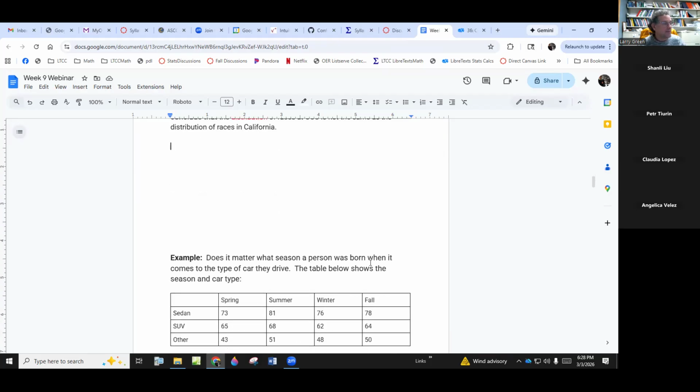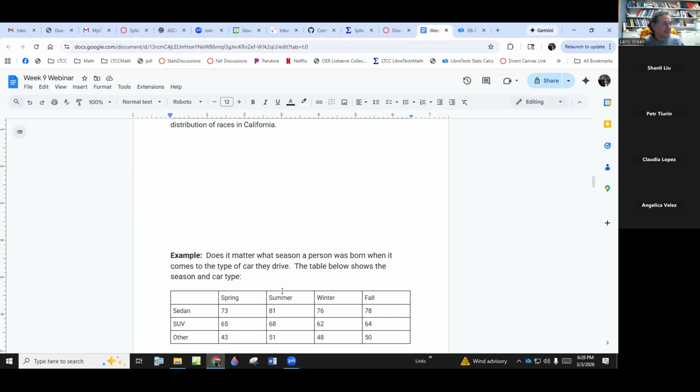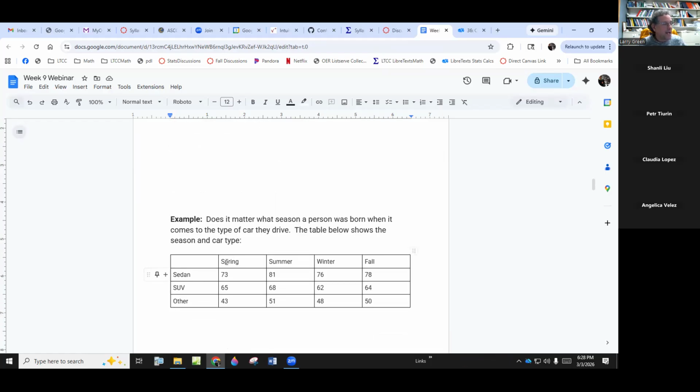Okay, so here's another one. Does it matter what season a person was born when it comes to the type of car they drive? The table below shows the season and car type. And what we have is spring, summer, winter, and fall. And we have sedan, SUV, and other.